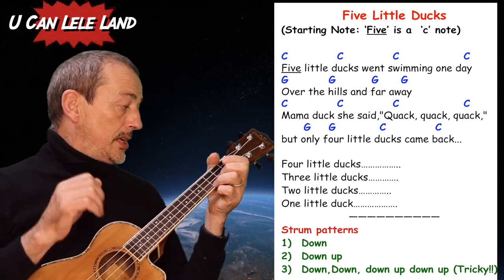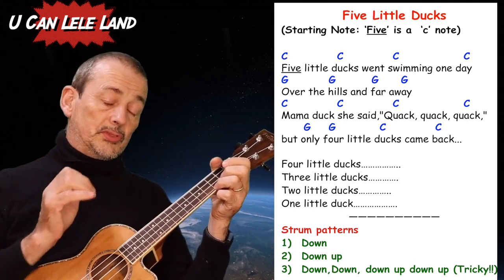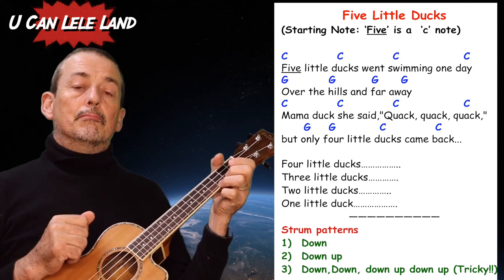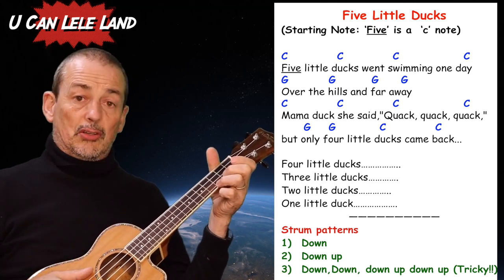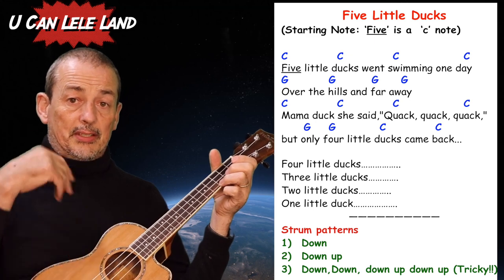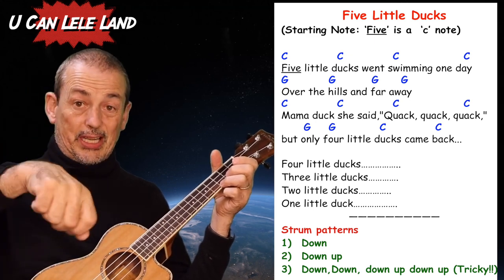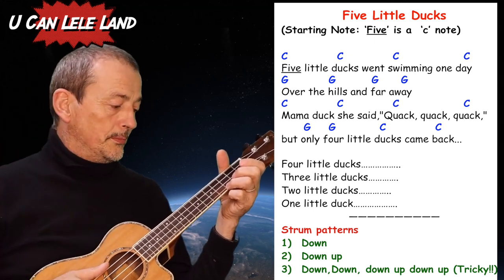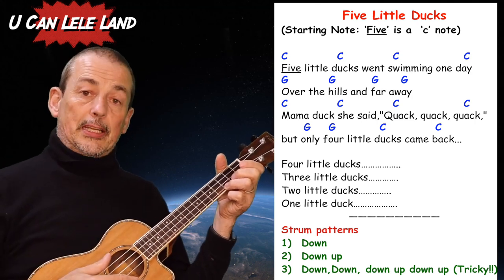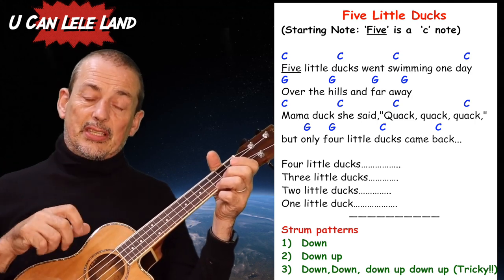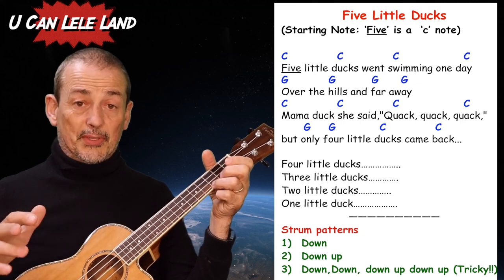Strum pattern number 3. Down, down, down, up, down, up. Much more advanced when you're starting off on the ukulele or guitar. It's quite difficult to just get your right hand to do what you want it to do. If we take the first line, you'll notice there's a C chord there 4 times.